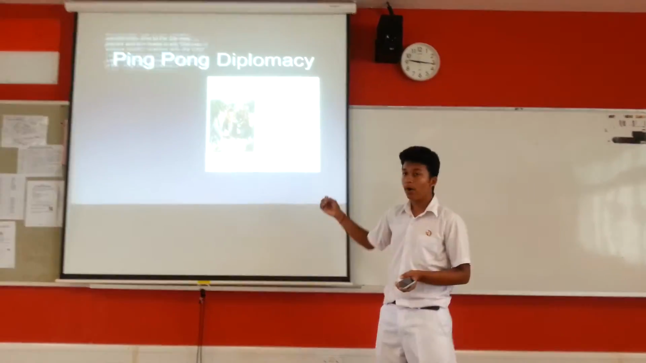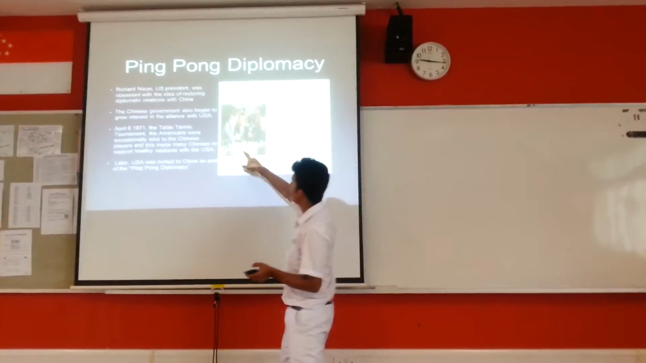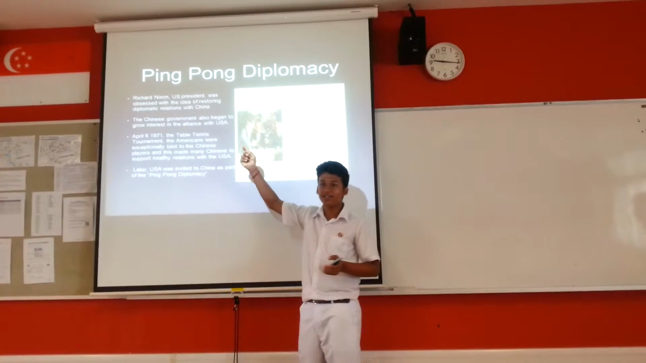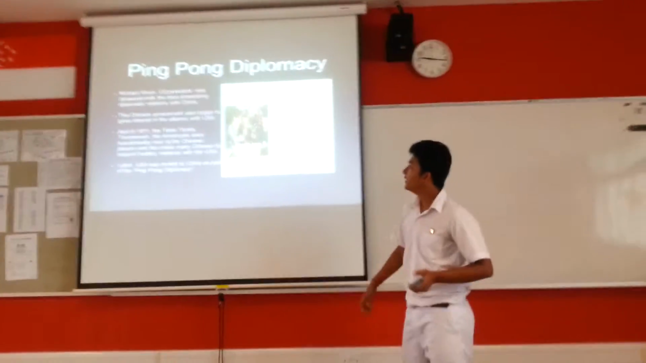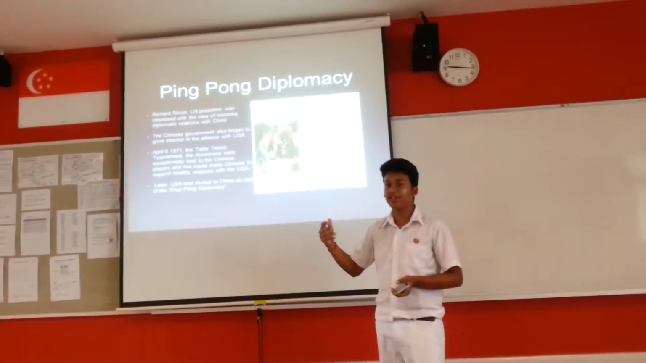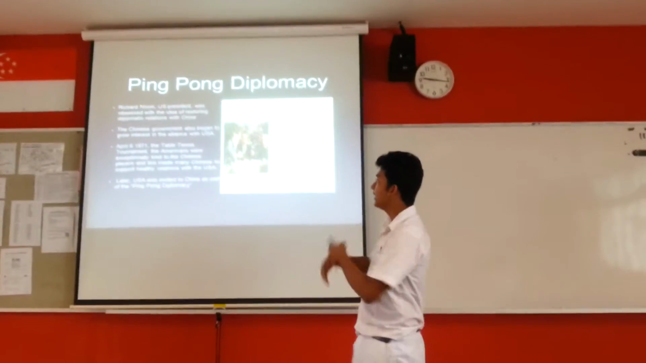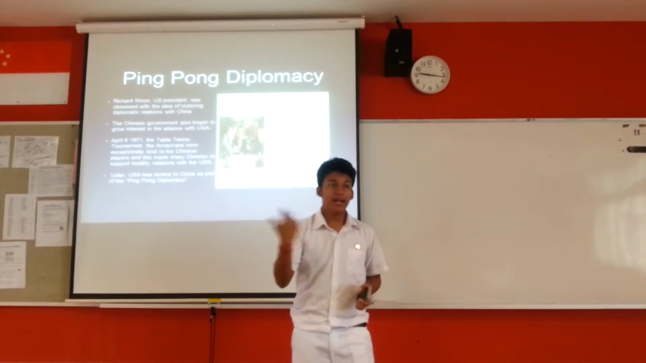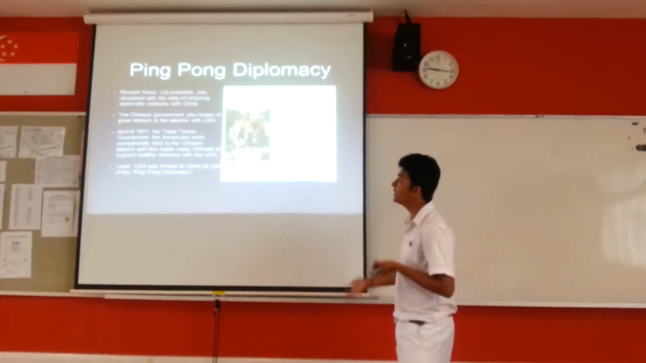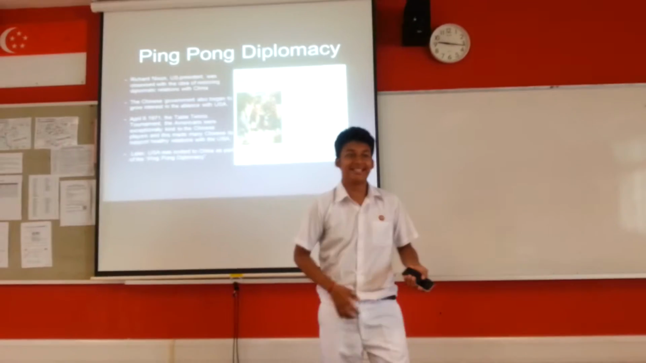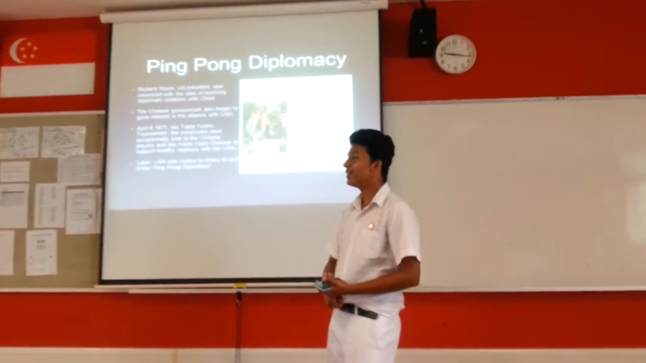So first is the ping pong diplomacy. Okay, so this one is Nixon. This one is Chairman Mao. Basically, Richard Nixon was the US president in the 1970s, and he really loved China. He loved Mao. The Chinese government also began to grow the alliance with the USA, so they began to love the USA too.